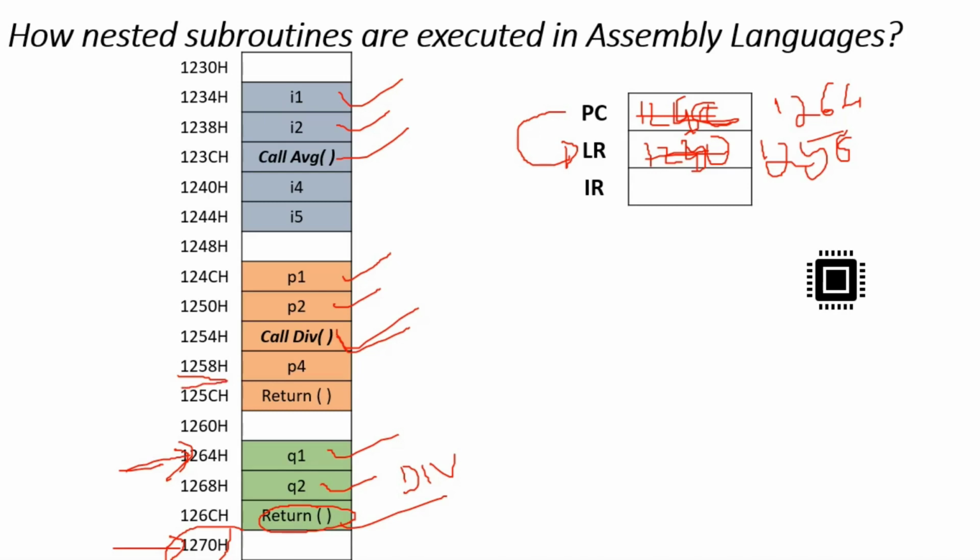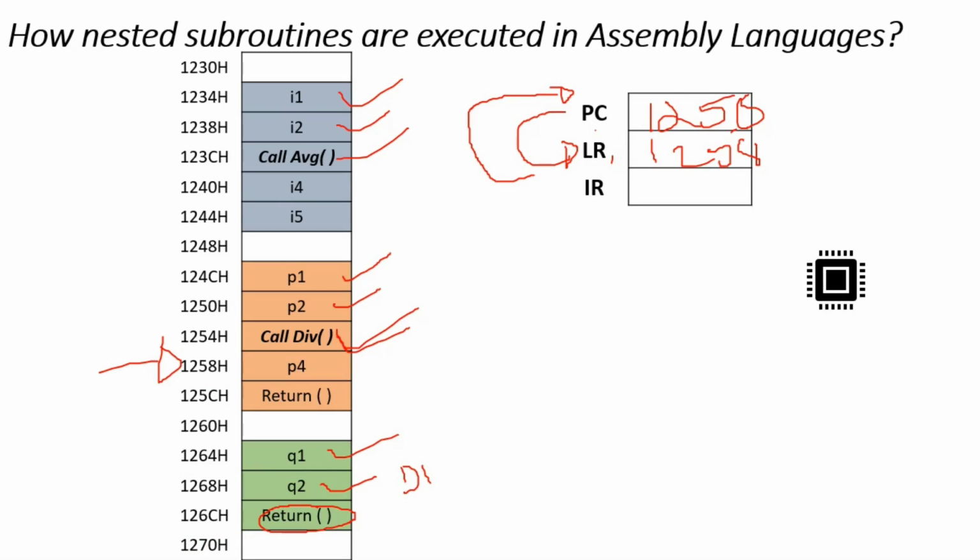And where is the address of P4? 1258. The P4 address is in the link register here. So the processor copies the link register address back to PC. Now PC, instead of 1270H, will start pointing to 1258H. So this data is copied into PC. You can see the link register is copied to PC and the link register value is removed. So now PC is pointing to 1258H, that is the return address, and the processor starts executing P4.